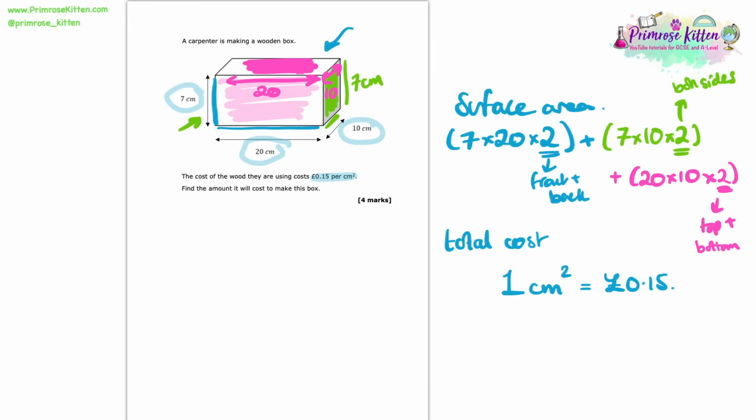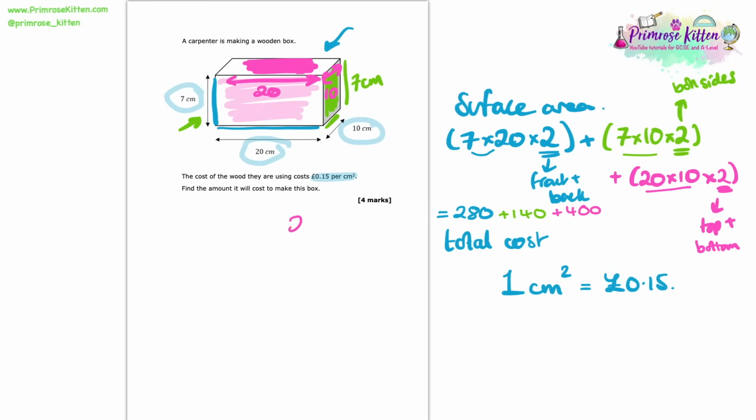Once we've done all of that, let's work out the area, and it might be easier to do it bit by bit because of course this is non-calculator. So 7 times 20 is going to give us 140, times by 2 is 280. Then over here we've got 7 times 10, which is 70, times by 2 will be 140. And then over here we have 20 times 10, which is 200, times by 2, so that is plus 400.